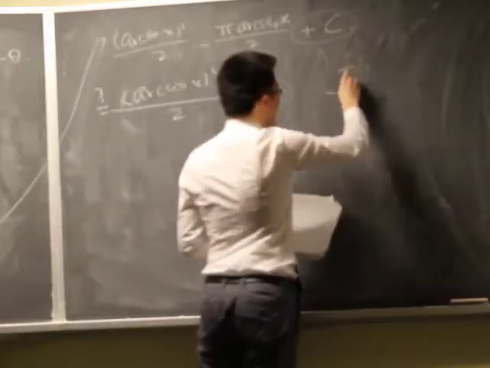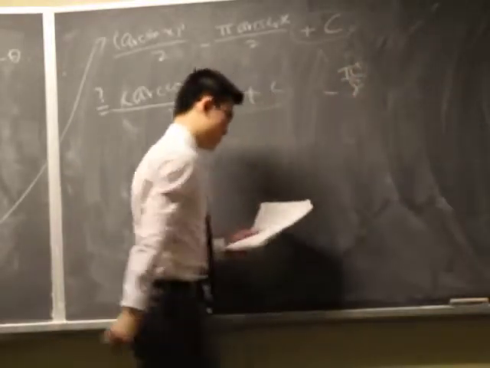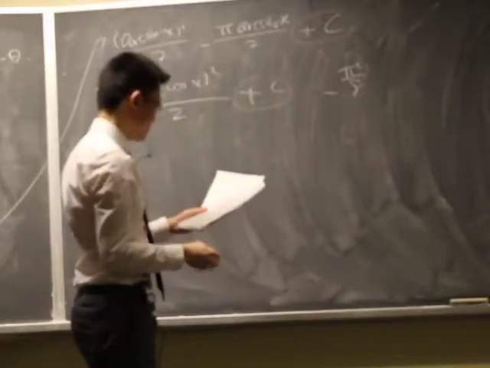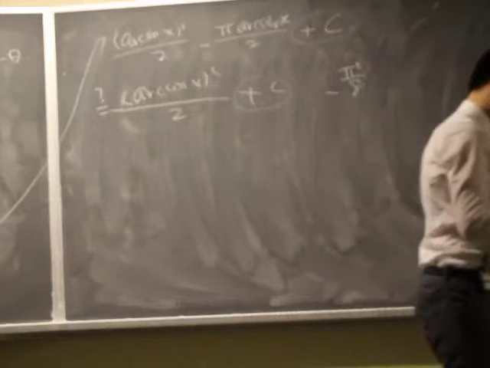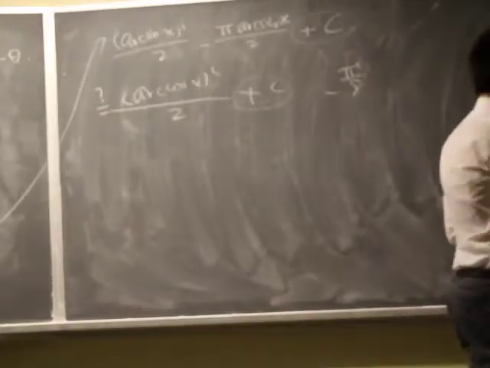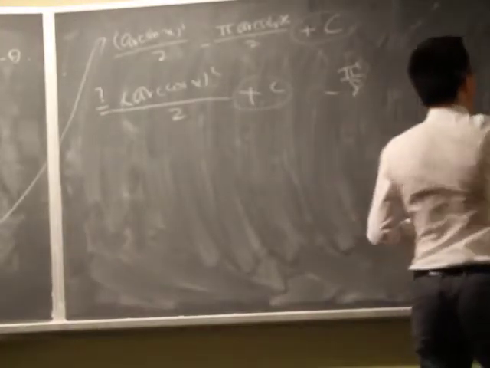Actually, I do have the constant right. Pi squared over 8. Sure. All right, and that's all for the trigonometric integration. Integration by parts will be the next step.